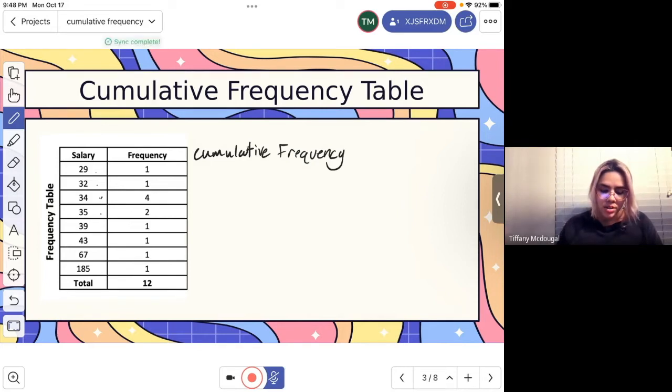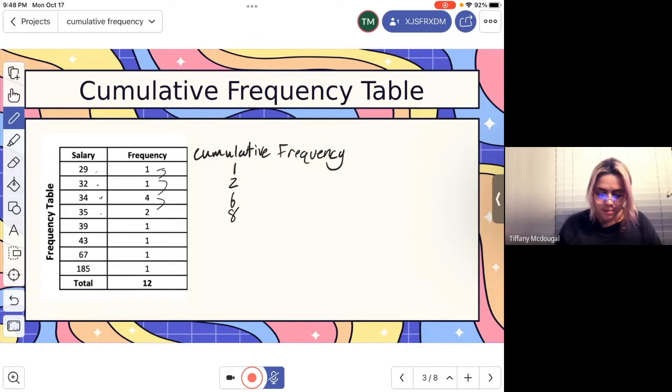So what this is saying is there's one data point that's 29. So we have one data point so far. And then one data point is 29 and one data point is 32. So now we have a total of 2 data points. And then we have 29, 32, and then 34 4 times. And that's a total of 6. If you see what I'm doing here, I'm just adding these as I go. We have 1, and then 1 plus 1 is 2, and then 2 plus 4 is 6. So then just keep that going.